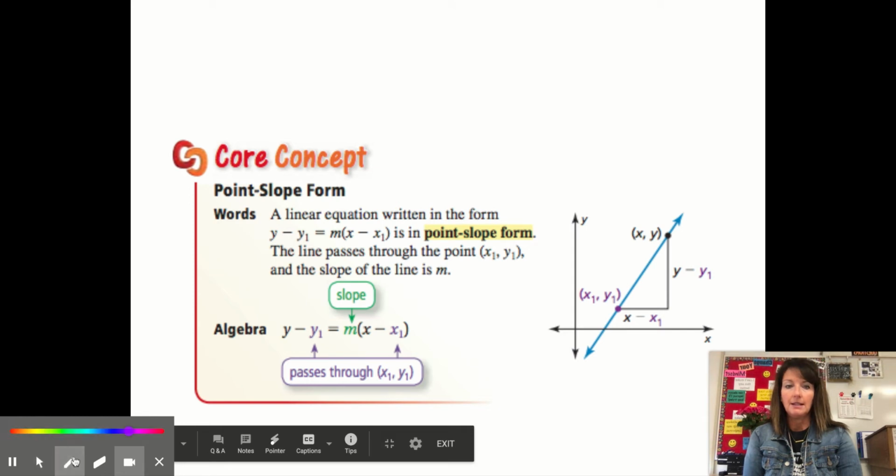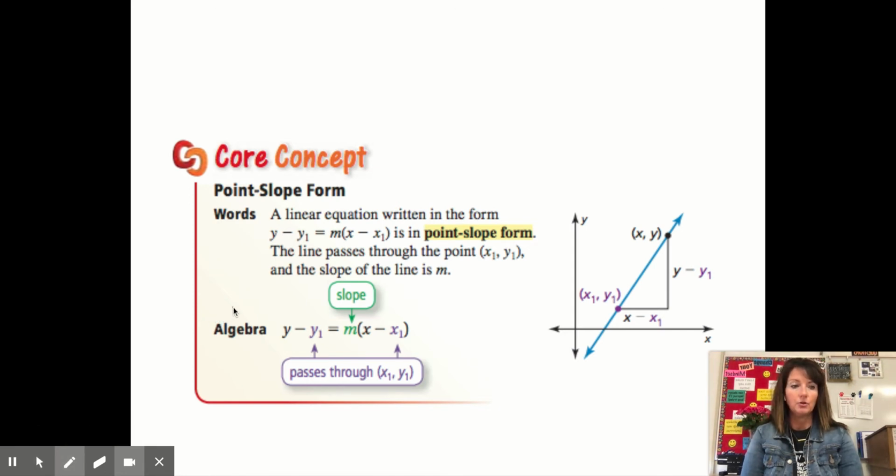This is the key idea, core concept, and this is in your student journal, I believe on page, sorry about that, 103. So all of this is on 103. And here's the form. y minus y1 is equal to m times the quantity x minus x1.